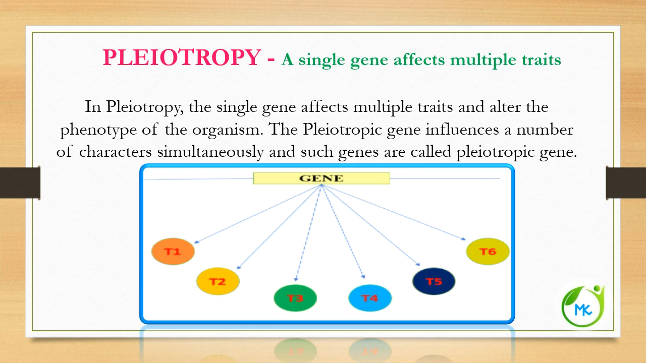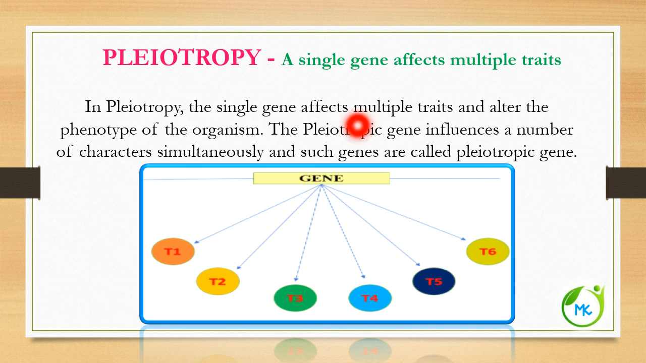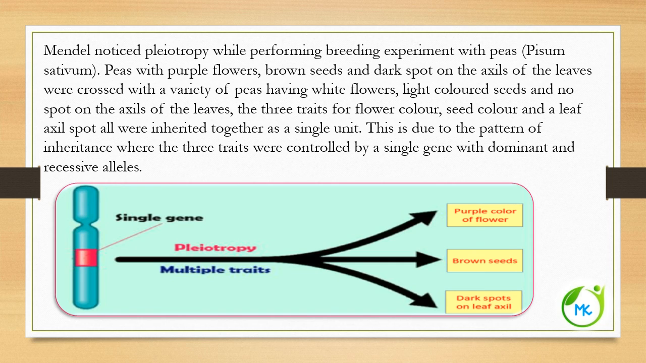Next we are going to see the last kind of intragenic interaction, which is pleiotropy. Pleiotropy is nothing but a single gene being responsible for multiple traits. One gene responsible for many different kinds of traits is referred to as pleiotropy. A single gene affects multiple traits and alters the phenotype of the organism. So the pleiotropic gene influences a number of characters simultaneously, and such genes are called pleiotropic genes.